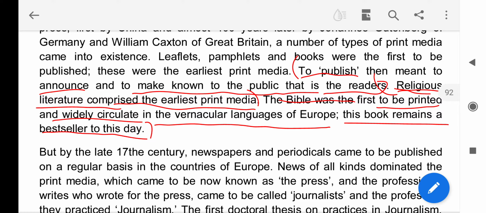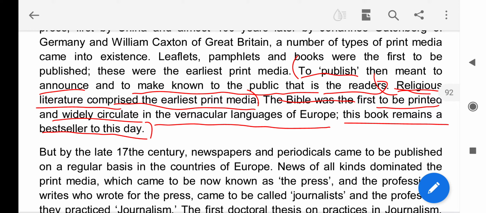So what are the vernacular languages of Europe? They are French, Latin, Italian. Vernacular language means the mother tongue or the language that is most popular there, the language that they use to communicate. That is called the vernacular language of Europe.